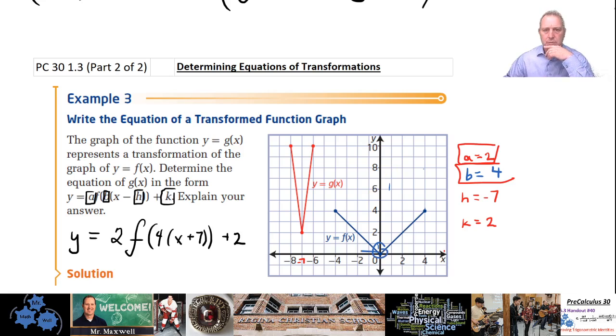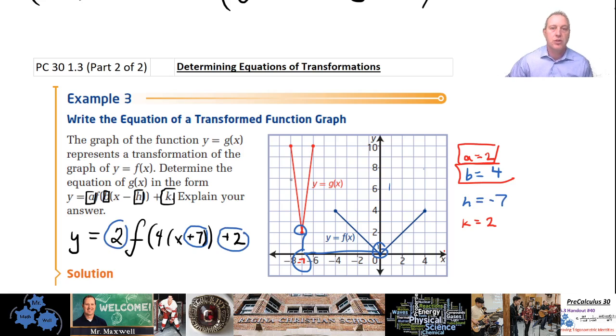So this point has moved to the left 7 units and up 2 units. So guess what? H is -7 and K is +2. What does that translate into? -7 translates into an x plus 7 in here. Make sure you note that. Boy, that was weird, eh? And k, this is the plus 2, here's the k value. The a is 2, that's out front of the function here, and b is 4, that's inside here.